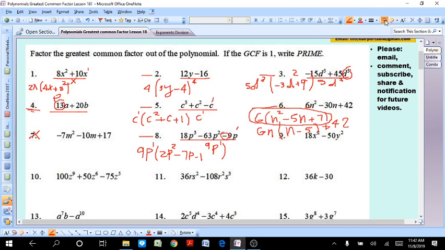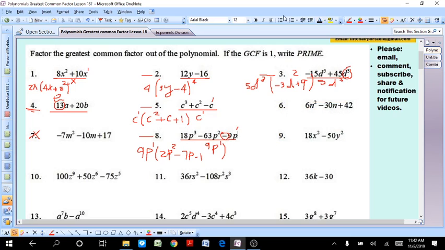What about question number 9? How would you do question number 9? The greatest common factor is 2. So I can pull out the 2. Then 18 divided by 2 is 9x squared. And negative 50 divided by 2 is a negative 25y squared.